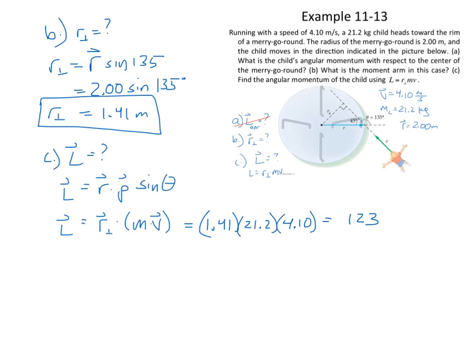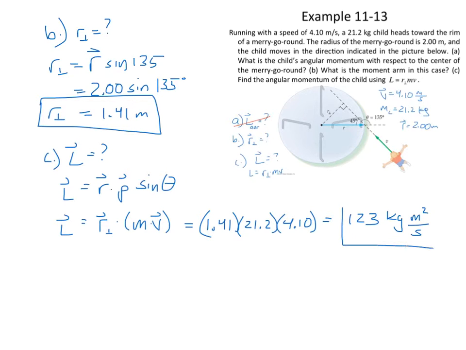And what are the units for that going to be, by the way? Well, it's our radius, which is in meters, mass, which is in kilograms, and then velocity, which is in meters per second. So it's going to be kilogram meters squared per second, right? Kilogram meters squared per second.